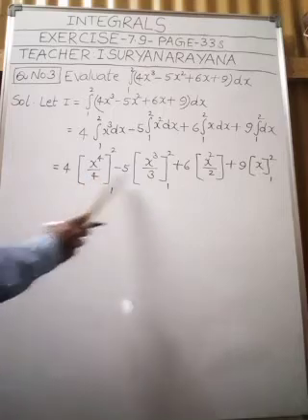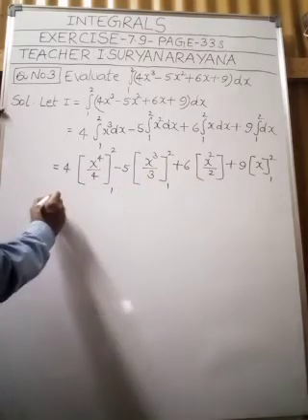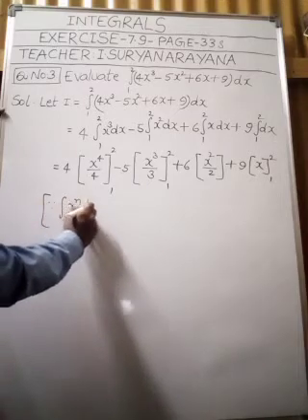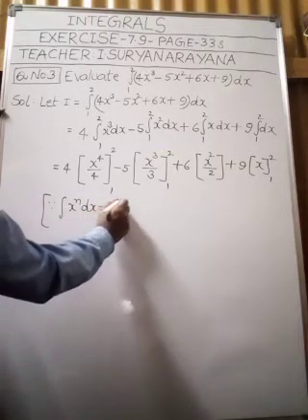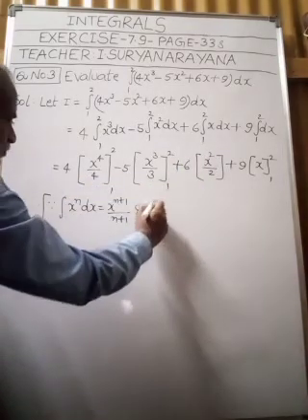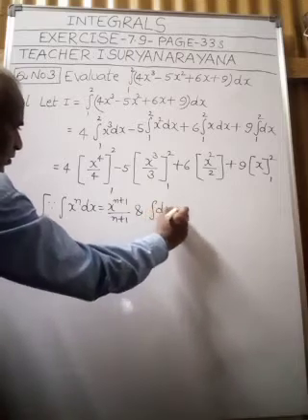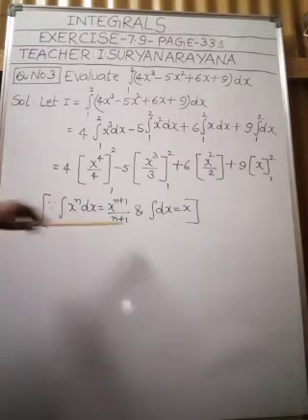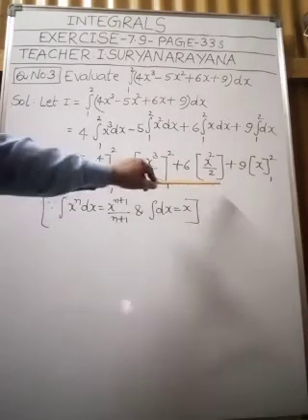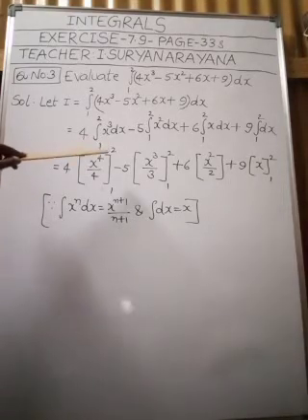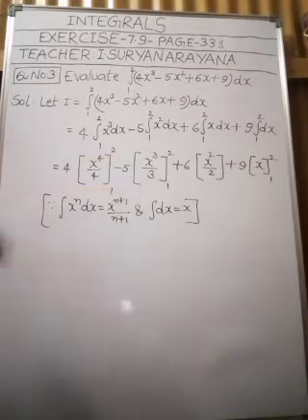For all these first 3 terms, we used the formula integral x to the power of n dx is equal to x to the power of n plus 1 by n plus 1, and for the last term, we use integral dx is equal to x. By using these two integral formulas, we wrote this step. Understood this step, my children? So the integration part is over. Now we have to substitute upper limit minus lower limit.